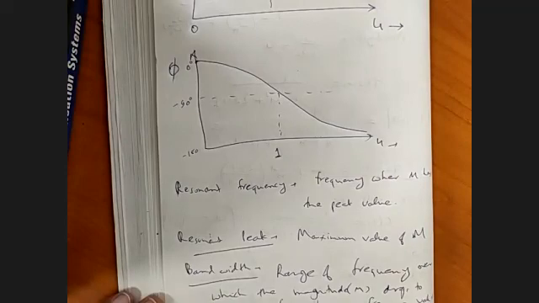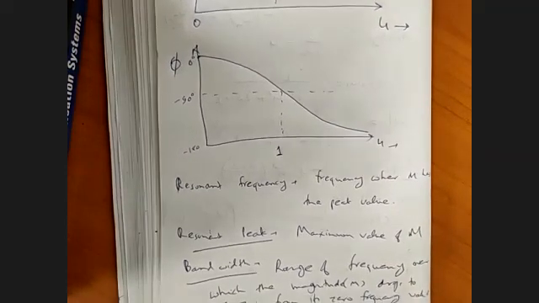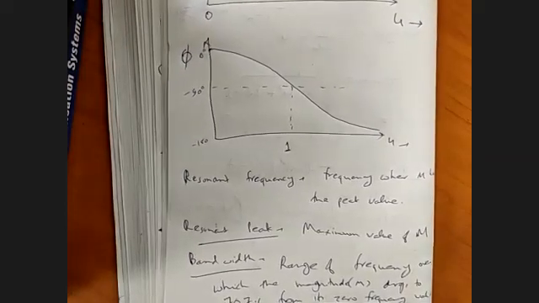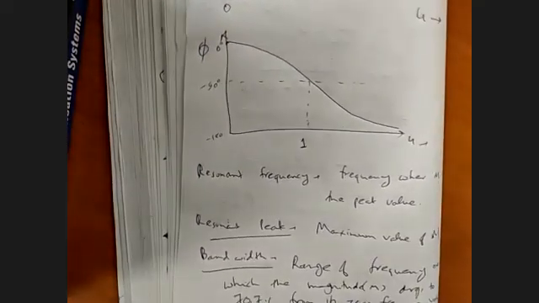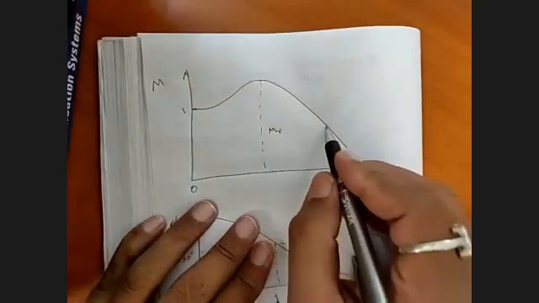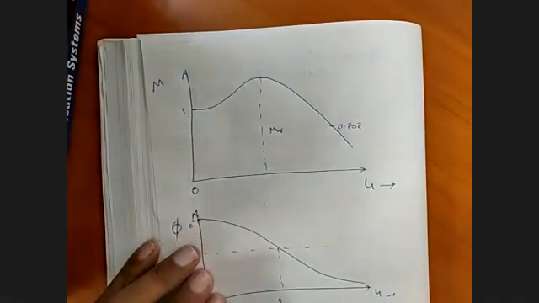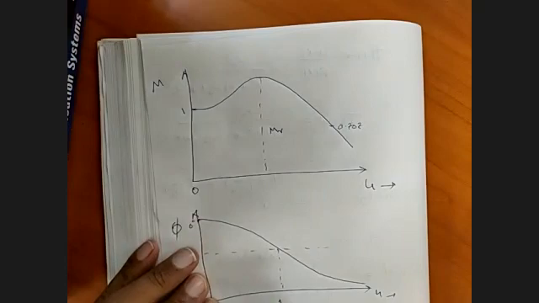So bandwidth is the range of frequency where the magnitude M will be dropping to 70.7% of its zero frequency value. So when it reaches 0.707, that is known as bandwidth. Now we have to find out the relations and calculate the values of resonant peak, resonant frequency, and bandwidth.